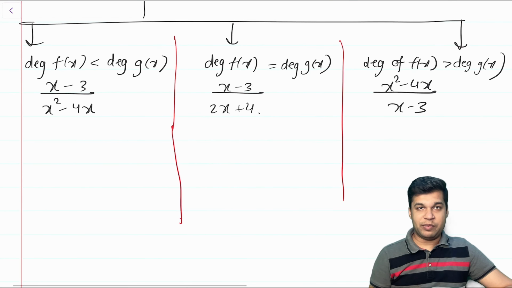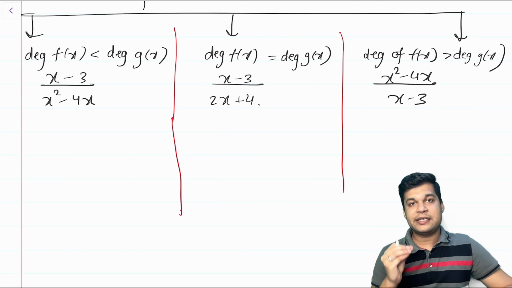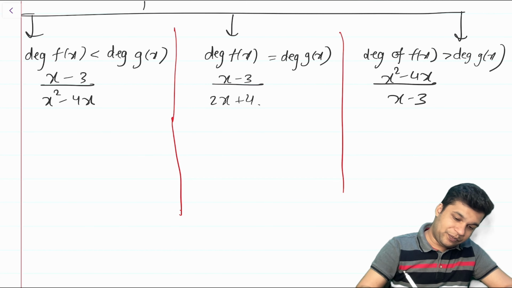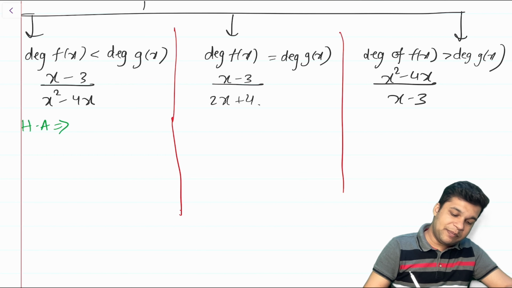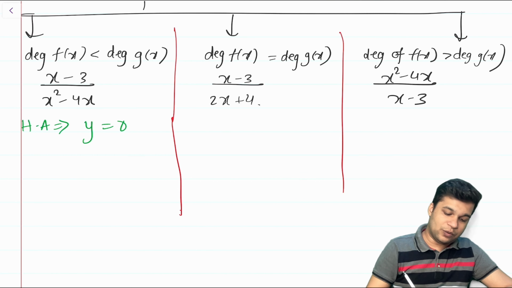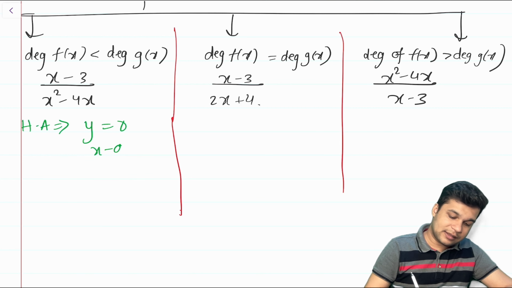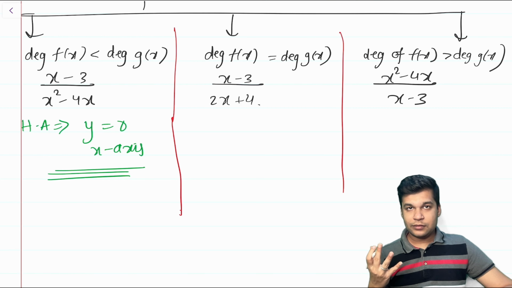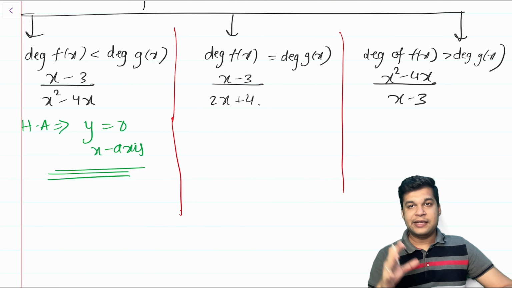In the first possibility, if the degree of f(x) is lesser than the degree of g(x), your horizontal asymptote is simply y equal to 0, which is your x-axis. Okay, if the degree of numerator is lesser than the degree of denominator, your horizontal asymptote will be the x-axis.